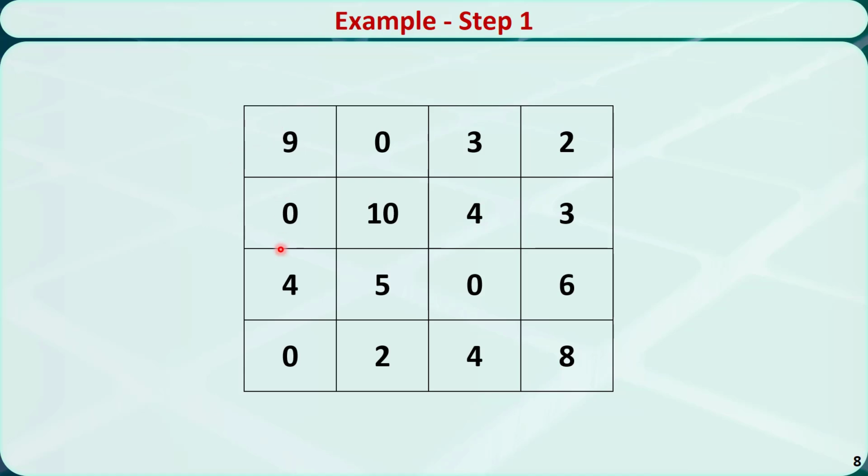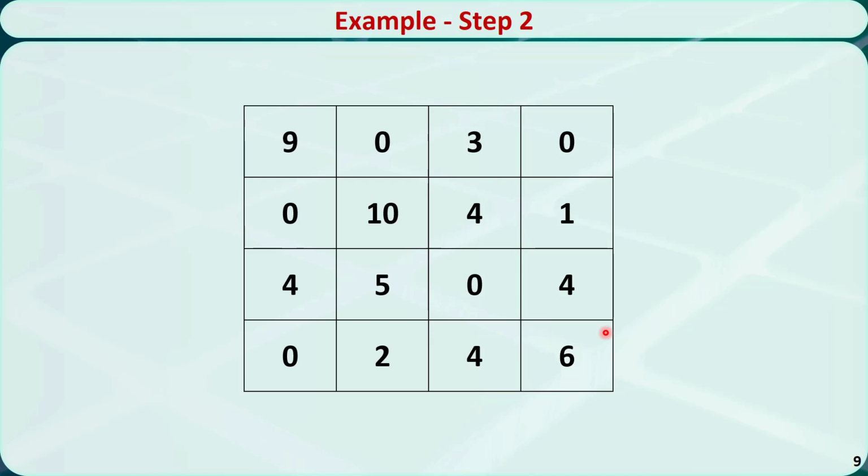Now we find the minimum cost in each column. It's 0 in the first column, 0 in the second column, 0 in the third column, and 2 in the last column. Subtract each cost by the minimum cost in each column. This is the updated cost matrix.